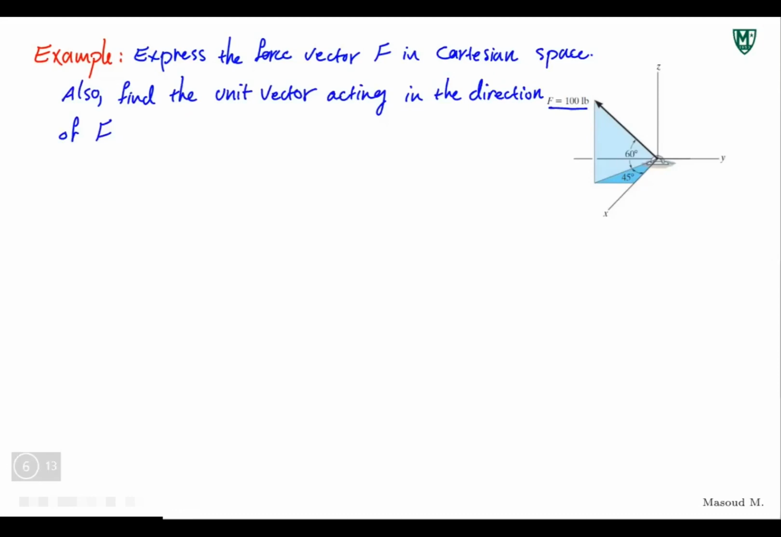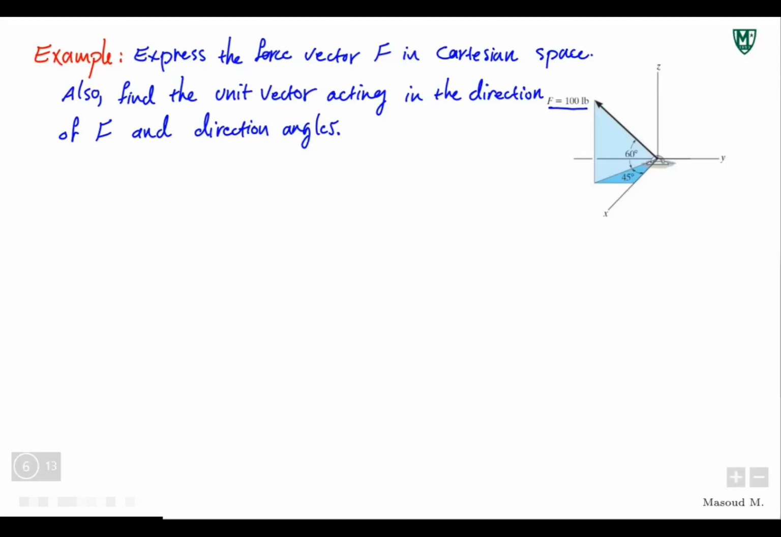Oh, it continues. In the direction of F, and direction angles. And when we say direction angles, we mean the angles that the vector creates with the X, Y, Z axes. So how do I do this one?